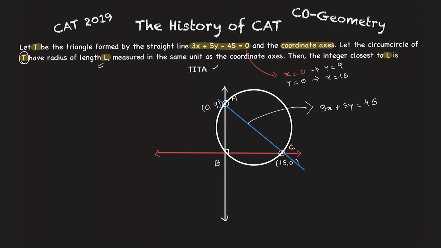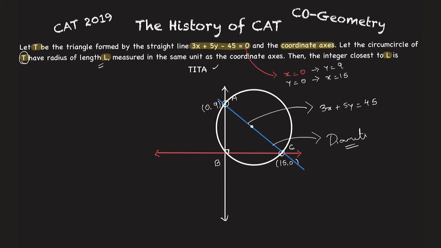Now we know the property, which we studied in geometry classes, that for a right angle triangle the circumradius is always half of the hypotenuse, because the hypotenuse is nothing but the diameter, right?